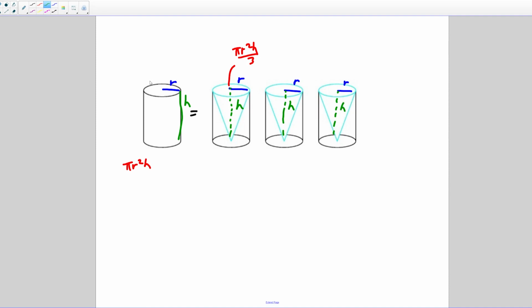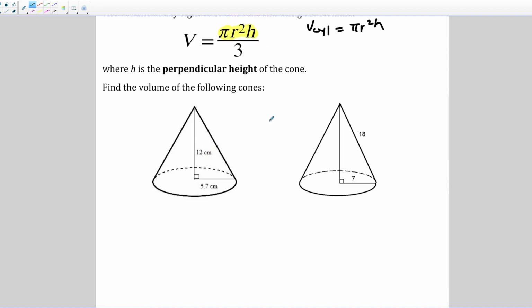So again, this cylinder, if it has the same radius and the same height as these cones, has a special relationship. 3 of these cones will fill up 1 cylinder. If I divide the volume of the cylinder by 3, then I end up with 1 cone. So that's the relationship between cylinders and cones. One additional thing to keep in mind is that the h here represents the perpendicular height of the cone, not the slant height, as we covered back with surface area.